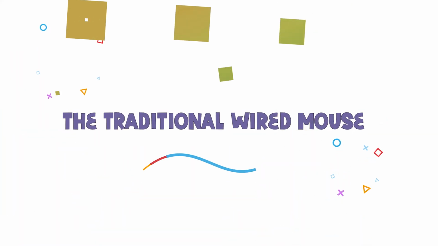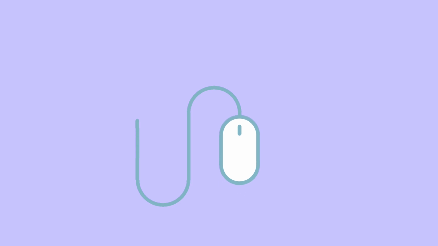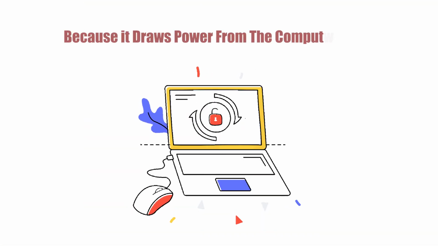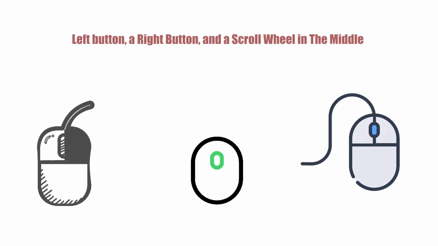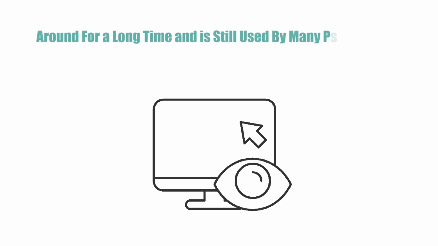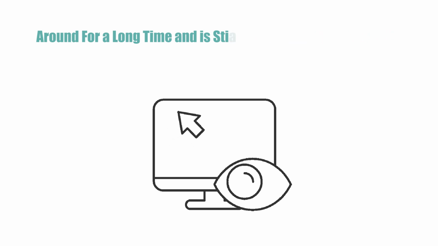The traditional wired mouse. One of the most common types of computer mouse is the traditional wired mouse. It is connected to the computer using a cable. The wired mouse is reliable and doesn't require batteries because it draws power from the computer itself. It has a left button, a right button, and a scroll wheel in the middle. You can move the cursor by sliding the mouse across a flat surface like a desk. This type of mouse has been around for a very long time and is still used by many people today.